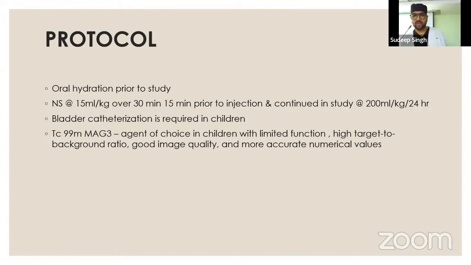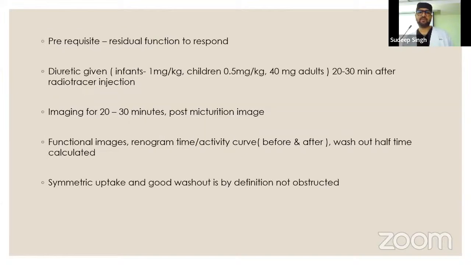We do oral hydration prior to the study. The NS is given at 15 ml per kg over 15 minutes, 15 minutes prior to injection, and continued during the study at 200 ml per kg. Bladder catheterization is required in children or if there is a DJ stent in situ. Technetium-99m MAG3 scan is the agent of choice in children with limited function because it has a high target to background ratio, good image quality, and more accurate numerical values. The prerequisite is that there should be some residual function to respond.